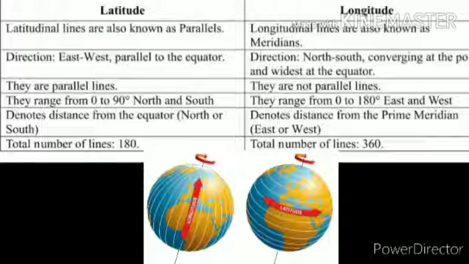Latitude, total number of lines: 180 plus the equator. And for the longitude, total number of lines: 360.